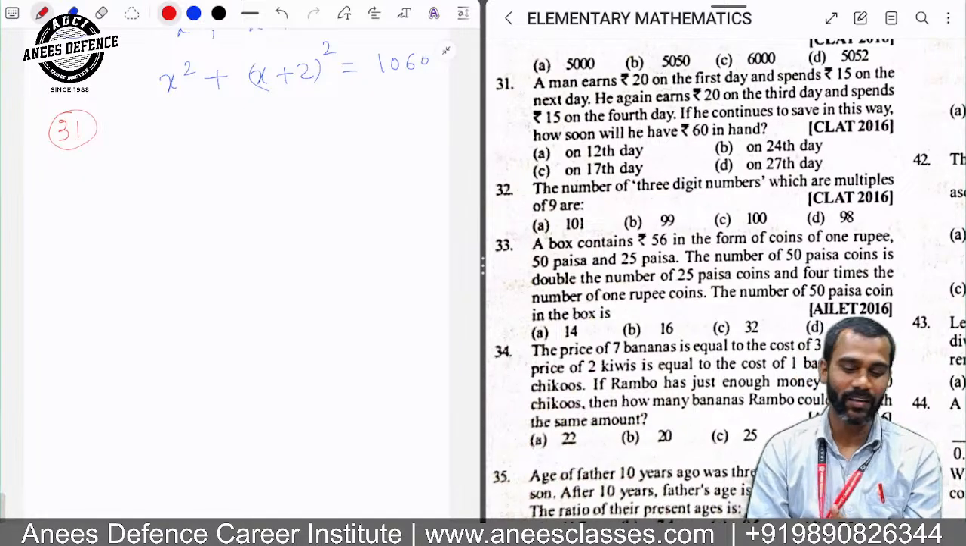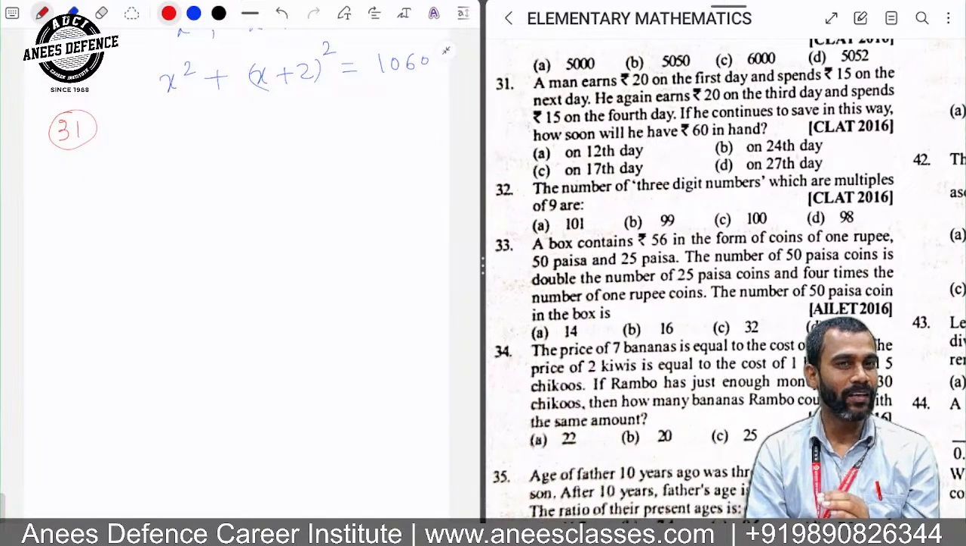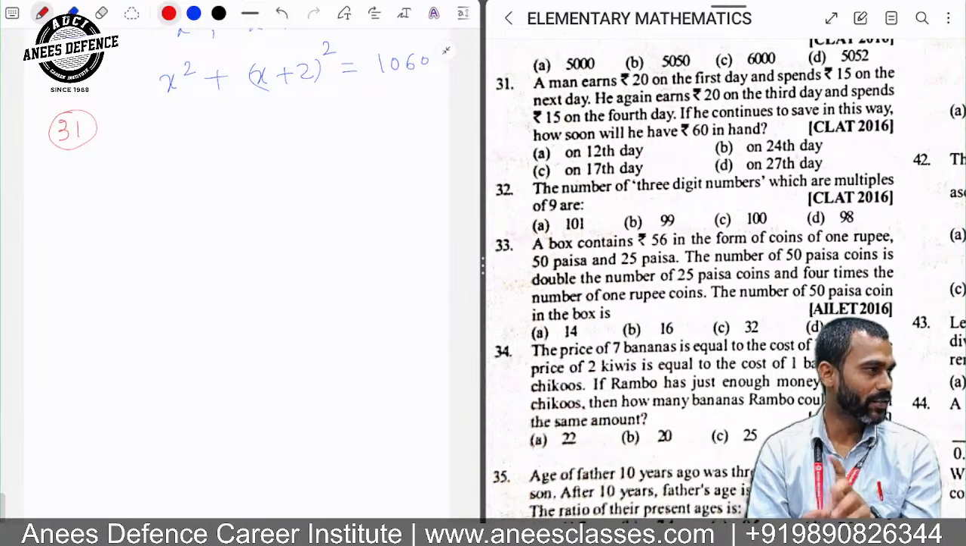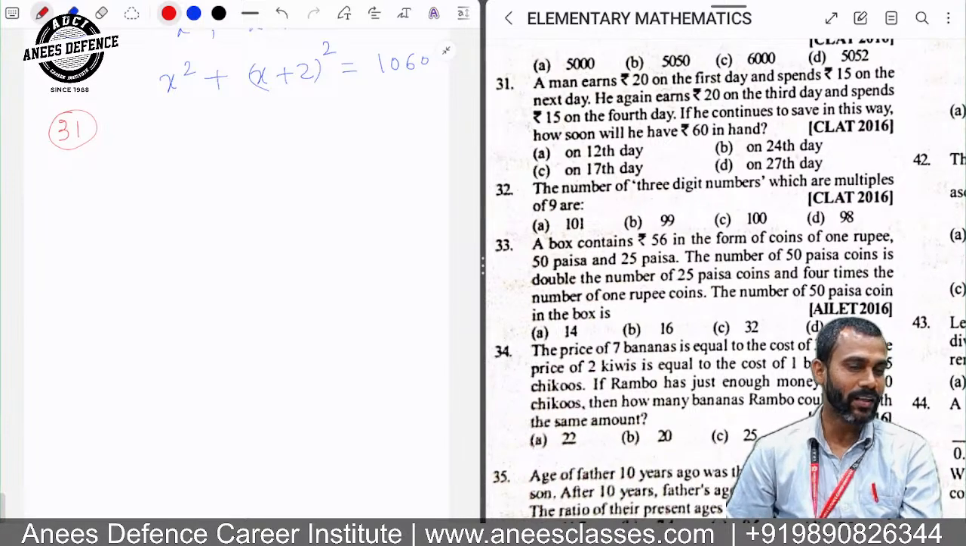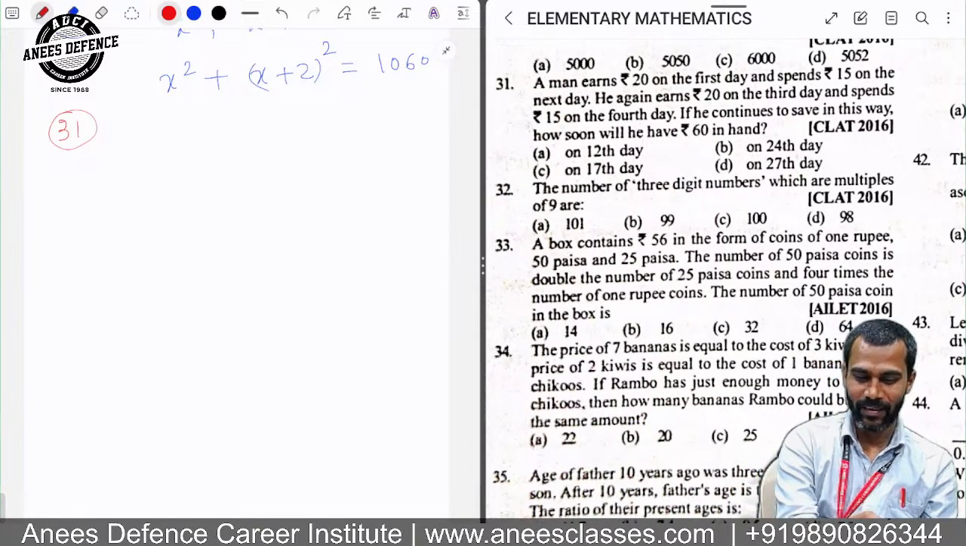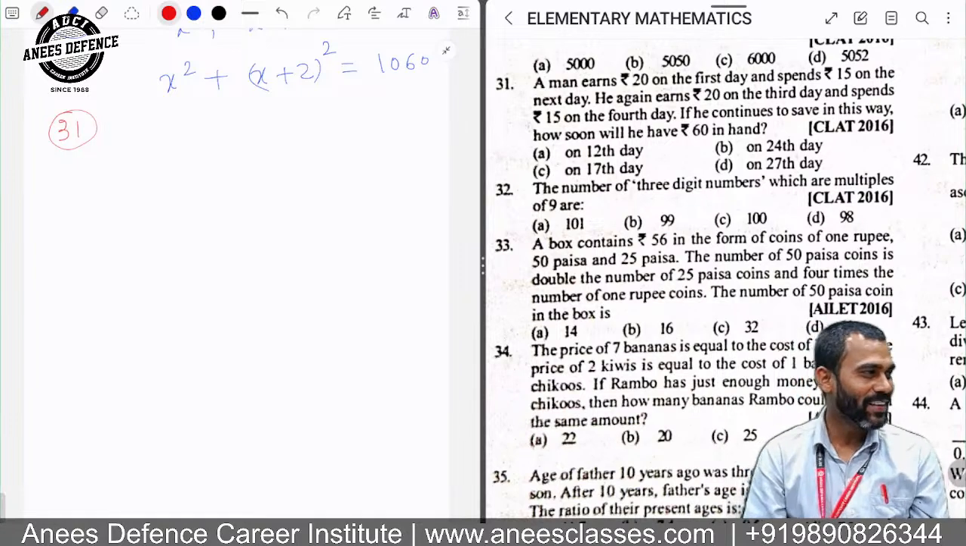Now he does not have to spend the 15 rupees, because he has 60 rupees now. So on the 17th day, he will have 60 rupees. So answer is 17. Understood? Yes or no? Online students, have you understood?